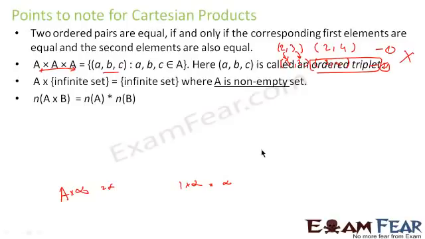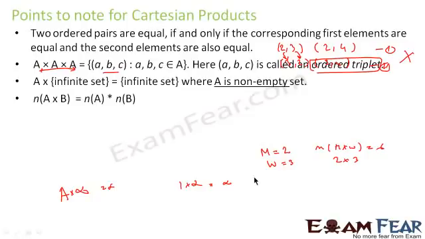For example, we have seen in men case Shyam and Ram were there, I think, 2 elements. In women, Sita, Geeta and Rita, 3. So the number of elements in M cross W were 6 actually, which you can see here is 2 into 3.